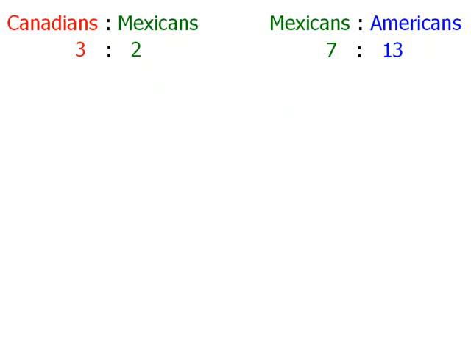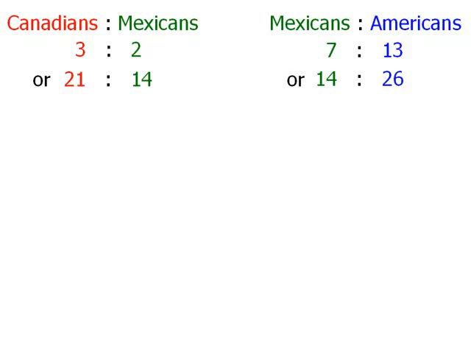We're going to find it very useful to be able to combine both of these ratios into one big ratio. To do this, we need to have the same number of Mexicans in both ratios. So let's rewrite our ratio of 3:2 as 21:14. This is an equivalent ratio to 3:2. Similarly, we can rewrite our Mexican to American ratio as 14:26.